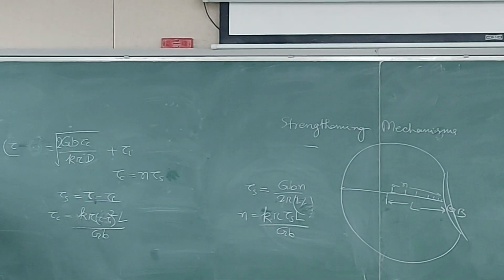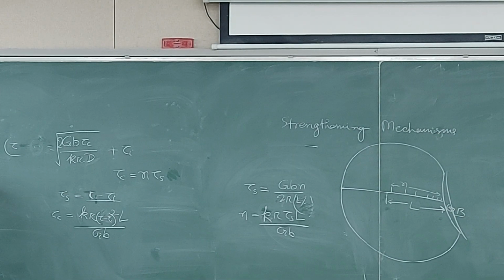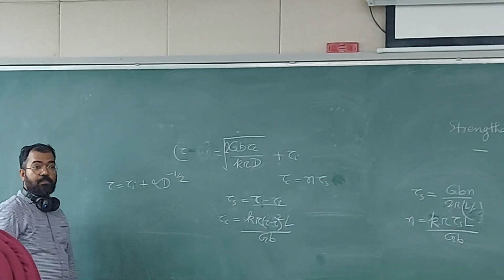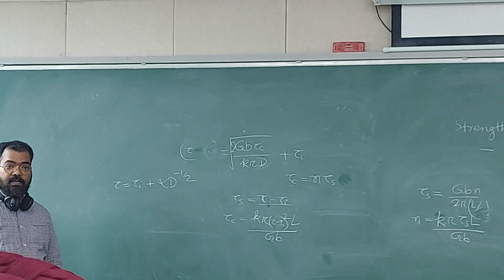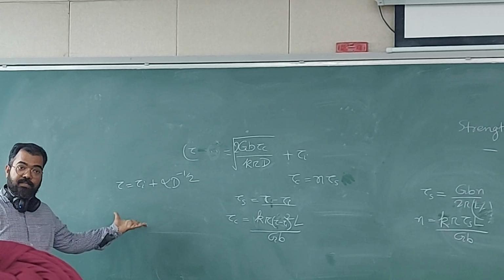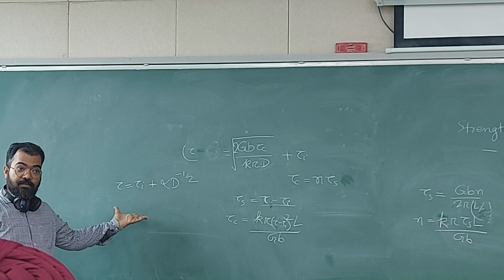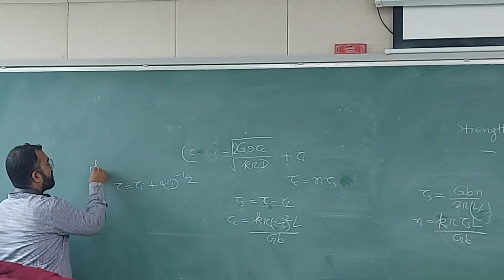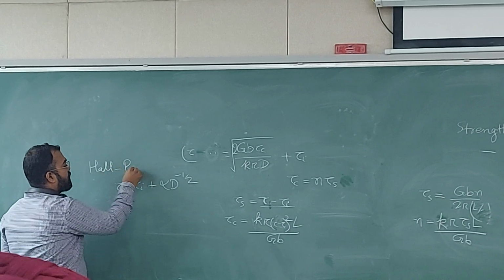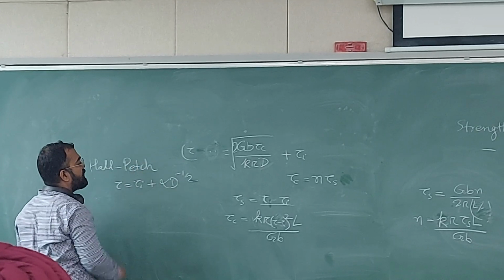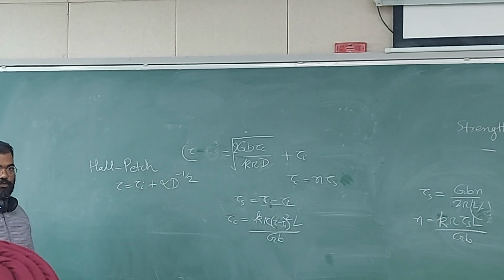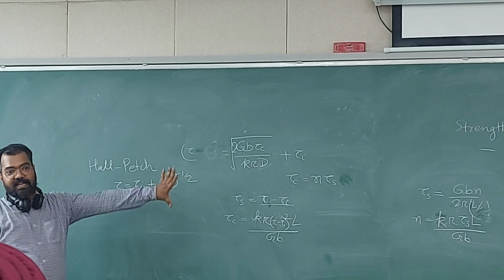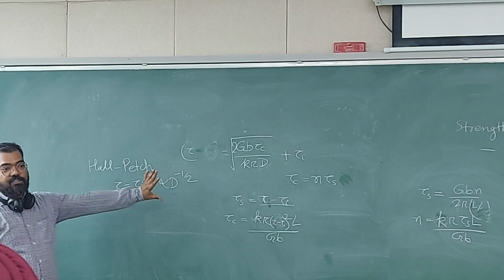So I can write this as tau is equal to tau i plus some constant times D to the power minus half, where D is the grain size, grain diameter. And what is this equation? Yes, Hall-Petch. This is the Hall relation which was extended by Petch. The Hall-Petch relation says that if you increase the grain size, your strength will decrease.